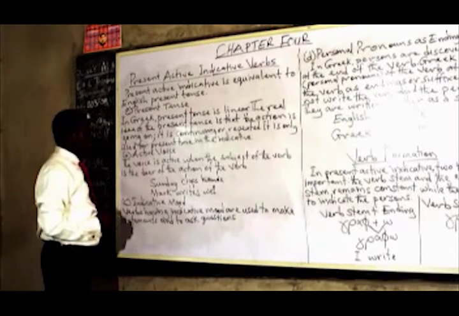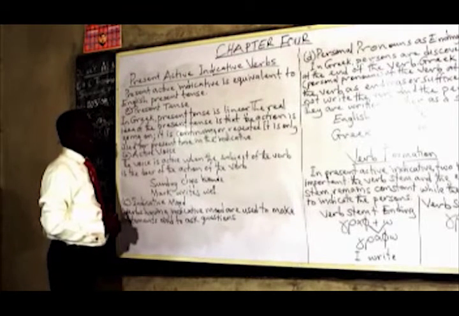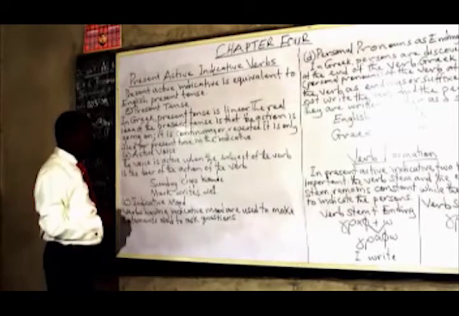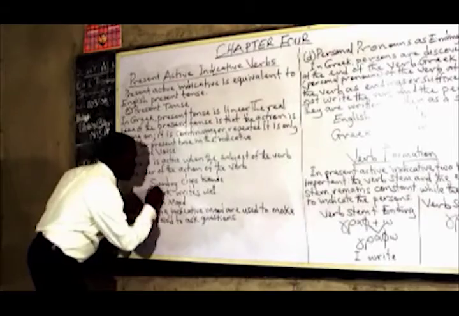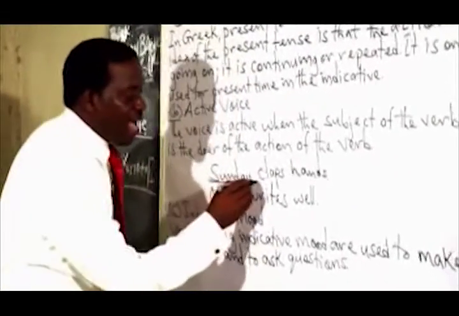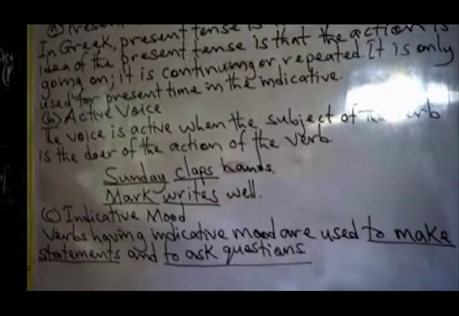The voice is active when the subject of the verb is the doer of the action of the verb. In Greek, we say a voice is active when the subject of that verb is the doer, the performer of the action of that verb. We have two examples on the board. The first one is Sunday claps hands. Here, Sunday is the subject and is performing the action of clapping. When I say the verb, the voice of the verb is active because the subject is doing, performing the action.